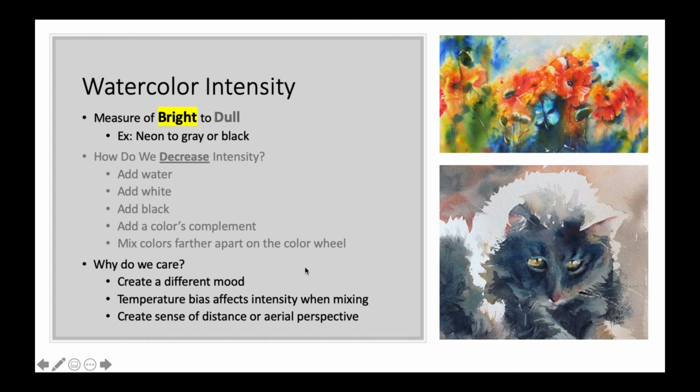So again, why do we care? Well, you definitely can create a different mood. This one's bright and stimulating, and this one's soft and cuddly. And temperature bias from the previous slide affects the intensity when we're mixing paint. As I was talking about, the further away the colors are on the color wheel from each other, the more neutral the effect. You can also create a sense of distance or aerial perspective, just like with value and just like with temperature. Things that are more neutral tend to appear farther away. Things that are brighter and more intense tend to feel closer to us.